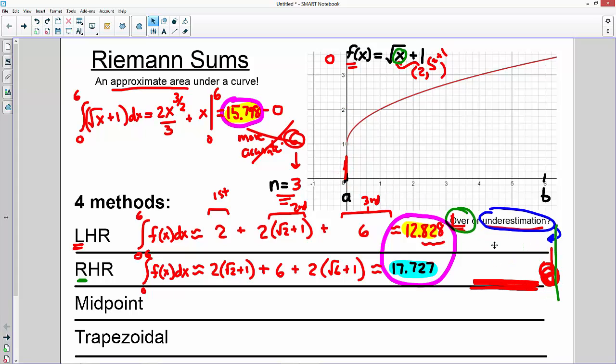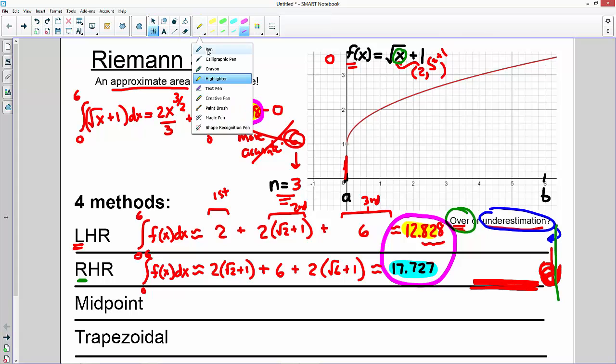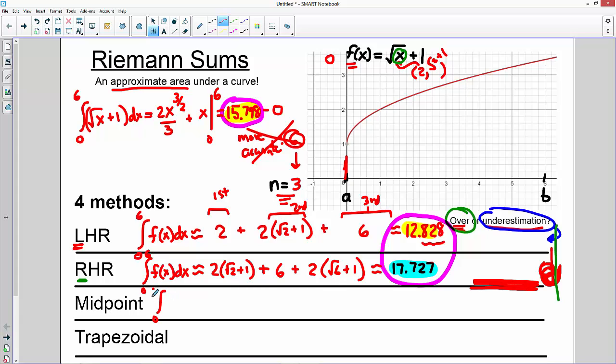Okay, just getting rid of some riffraff here. Okay, so let's do midpoint. And I'm going to do from 0 to 6, f of x dx. I'm just going to get this ready to go, approximately.